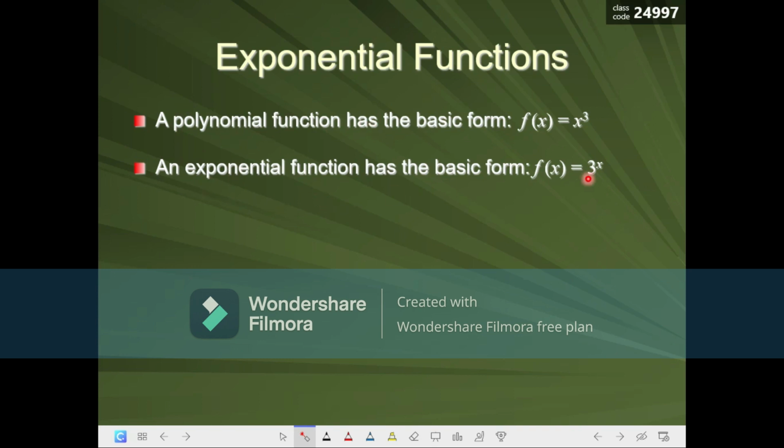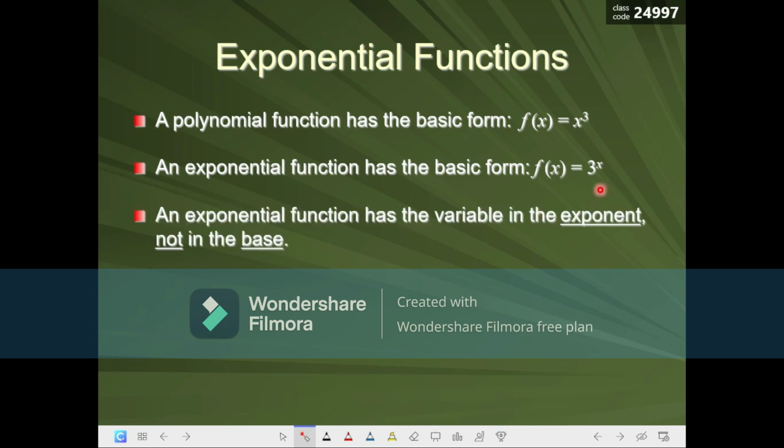Now, what is the difference between a polynomial function and an exponential function? If f of x is equal to x cubed and f of x is equal to 3 to the power of x, the exponent and the base are interchanged. An exponential function has the variable in the exponent and not in the base. So the general form of an exponential function is f of x equal to n to the power of x, where n is greater than 0.